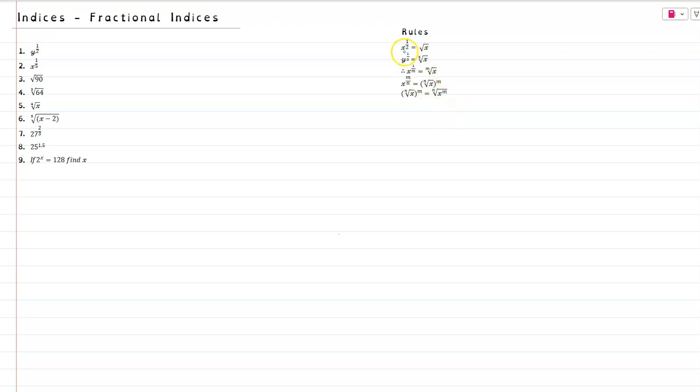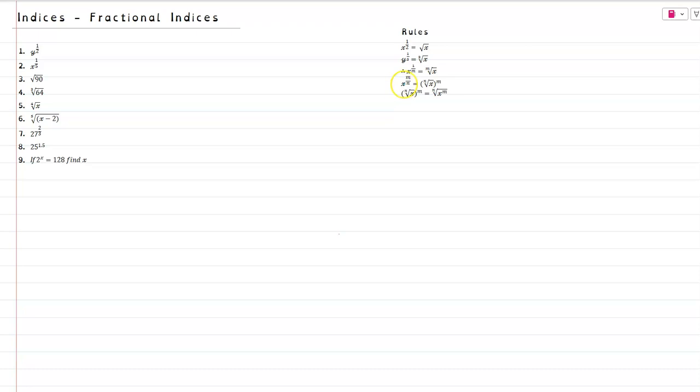Now our first rule states that a number to the power of a half is equal to the root of that number. Okay, and a number that is to the power of 1/3 is equal to a cube root. So therefore, x, or a number to the power of 1/m, is equal to the m-th root of that number. Okay, but we're going to practice all of that here. We just need to see what the rules are.